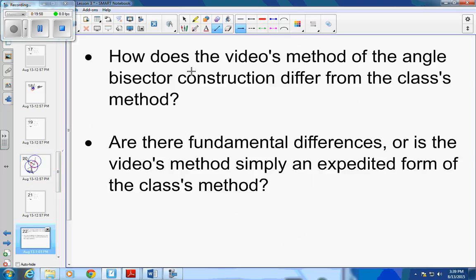So how does the video method of the angle bisector construction differ from the class's method? Take a moment, think about that. Also think about if there are fundamental differences, or is the video method simply an expedited form, a simpler form of the class method? So take a moment, jot down your answers to those two questions, come back, get the answers. So basically the two methods are very similar, if not the same. Again, one is expedited or simpler than the other one, but it's the same method.